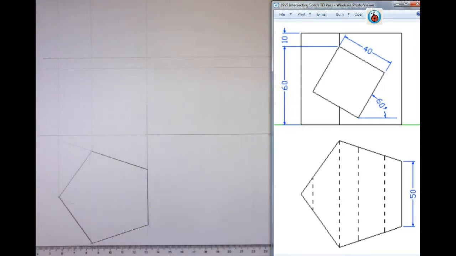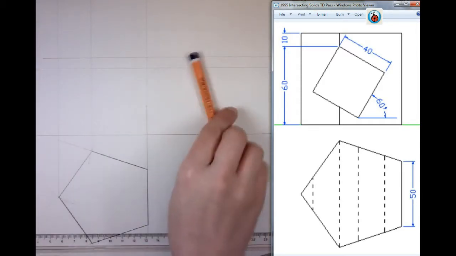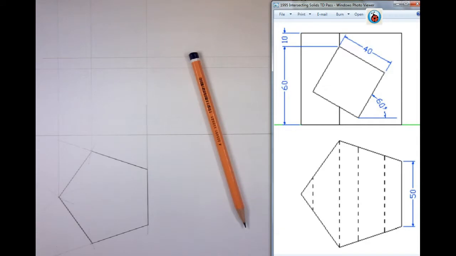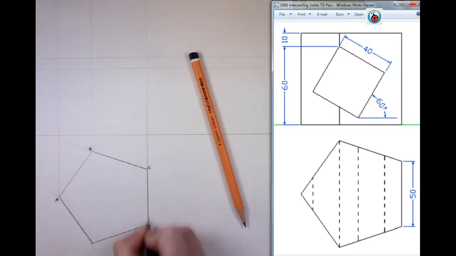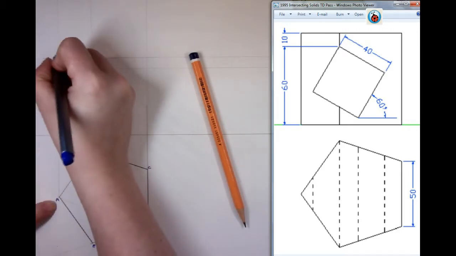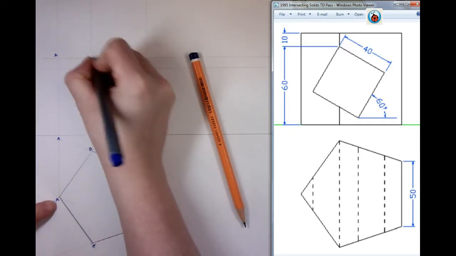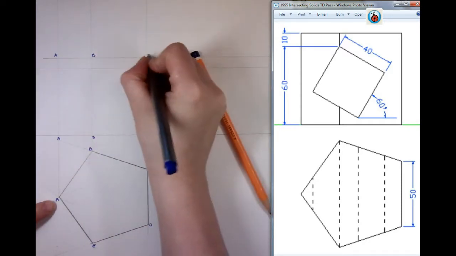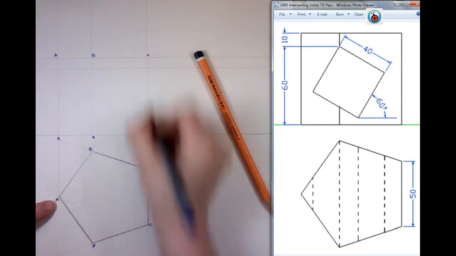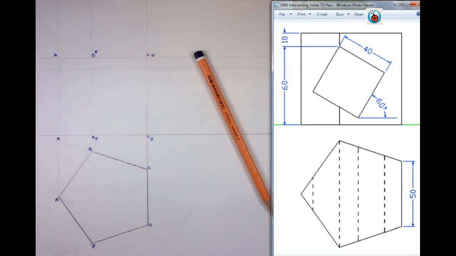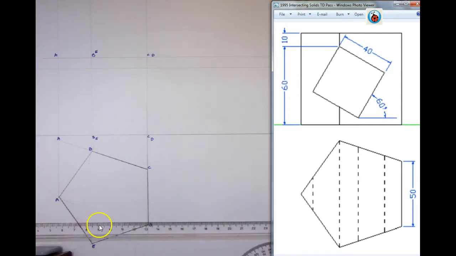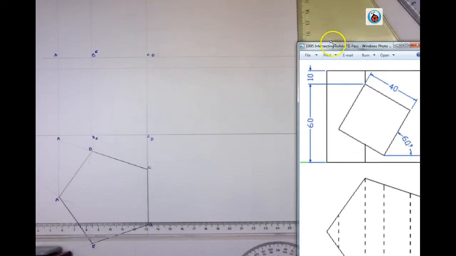Now, I'm just going to look at my pentagon for a minute. If I look at my pentagon, I have line A, line B, line C, D, and E. So this here is A, B, C, D, and E. So that's my lines. Before I go on to anything else, I'm going to draw the side view of my shape.